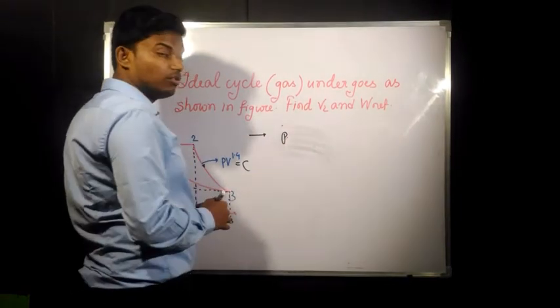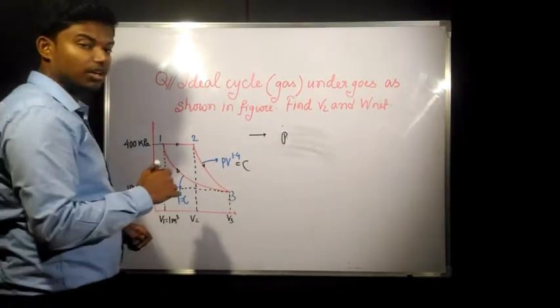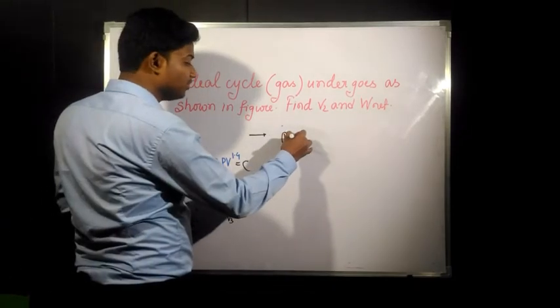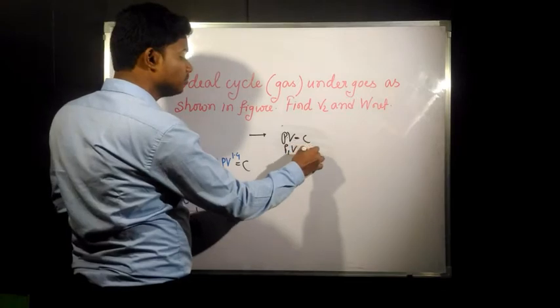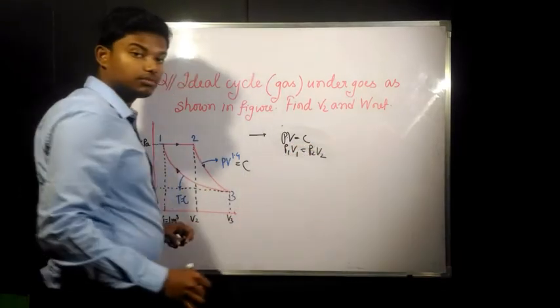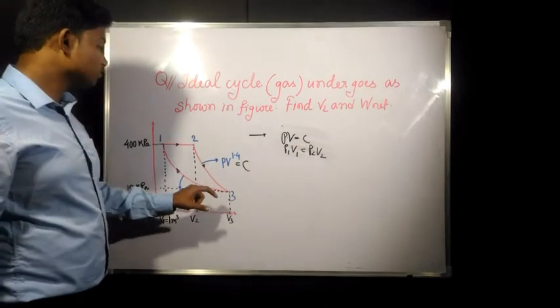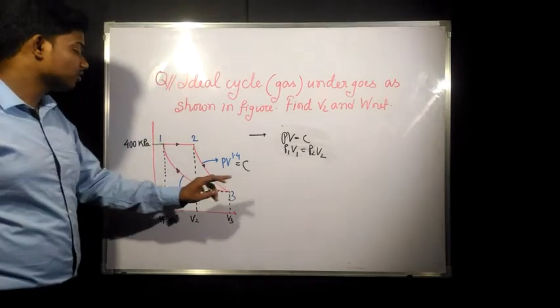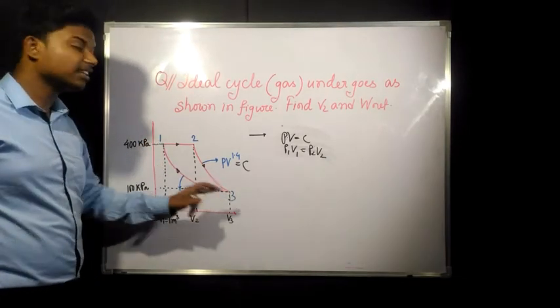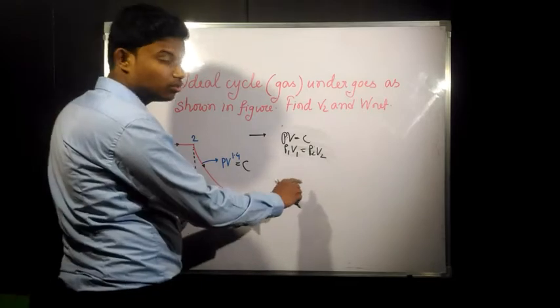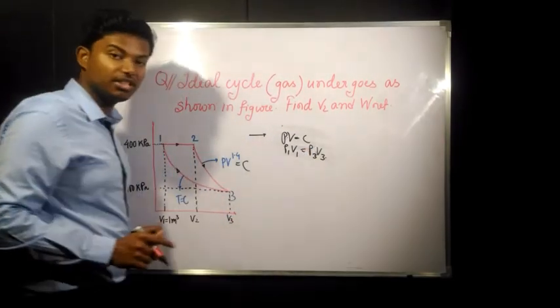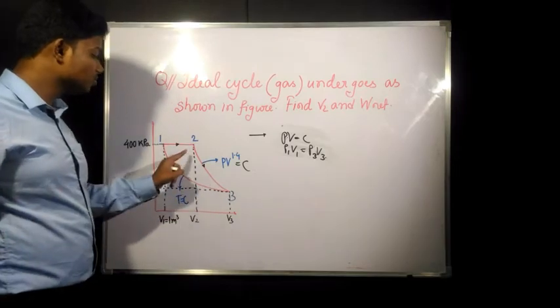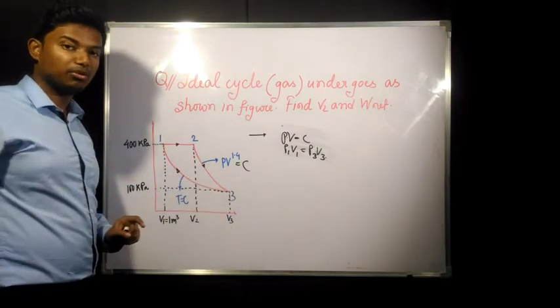Okay, so for process 3 to 1, what is it? Isothermal. Isothermal means PV equals constant, which means P1 V1 equals P2 V2. But this isothermal process consists of states 1 and 3, so there is no state 2. So we need to rename this as P1 V1 equals P3 V3, because state 2 is not connected with the isothermal process.